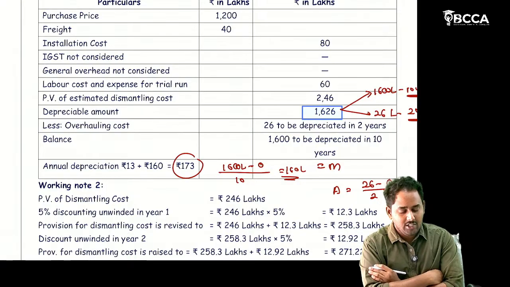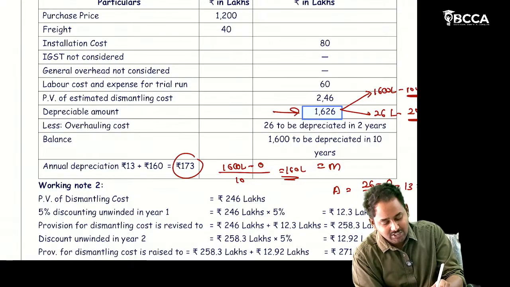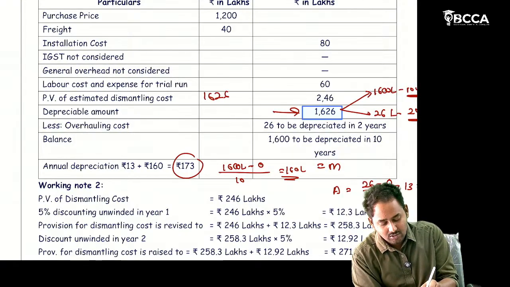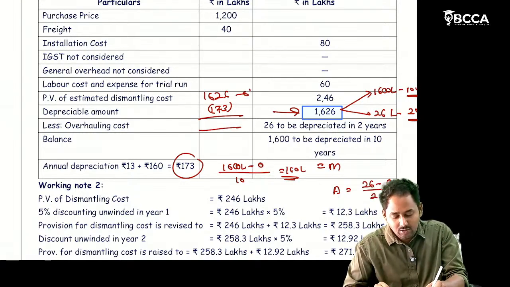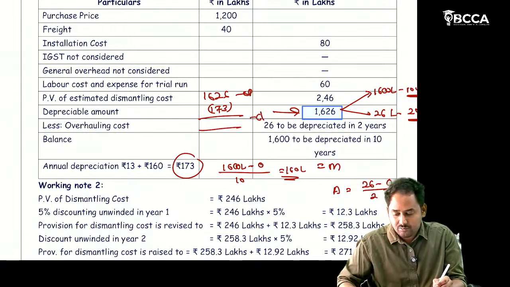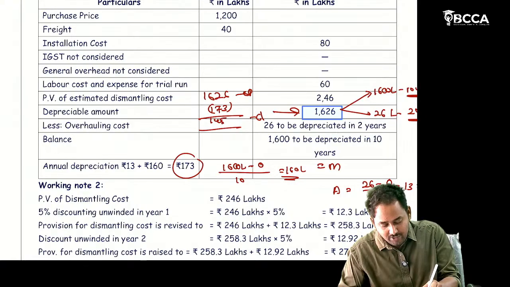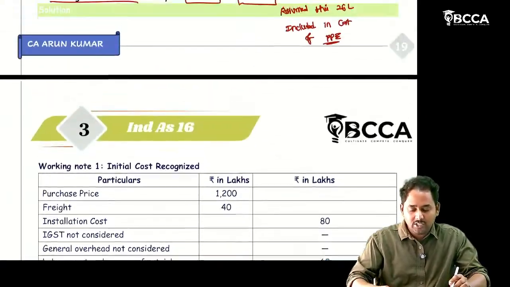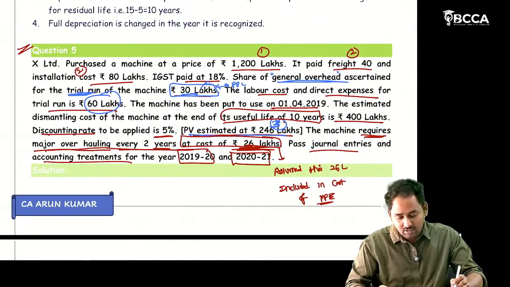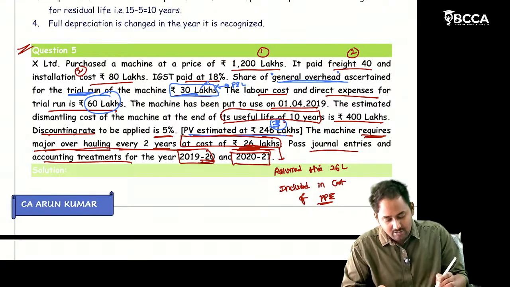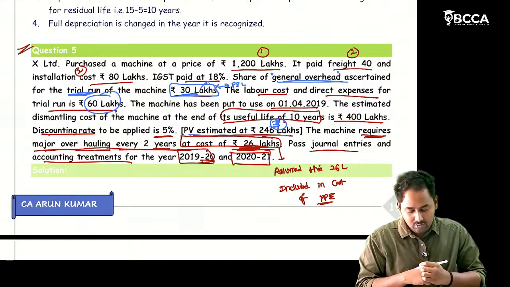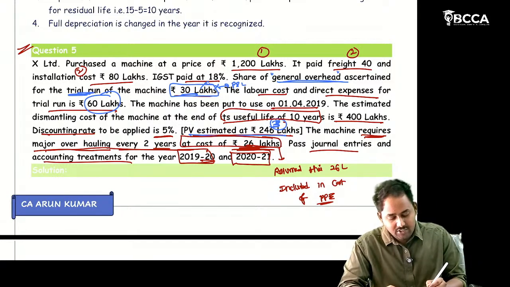So what is the opening carrying amount? 1626. So 1626 minus 173 annual depreciation. What is the closing carrying amount? 1626 minus 173, how much? 1453. So this is the closing carrying amount of the asset in 2020, on 31st March 2020.